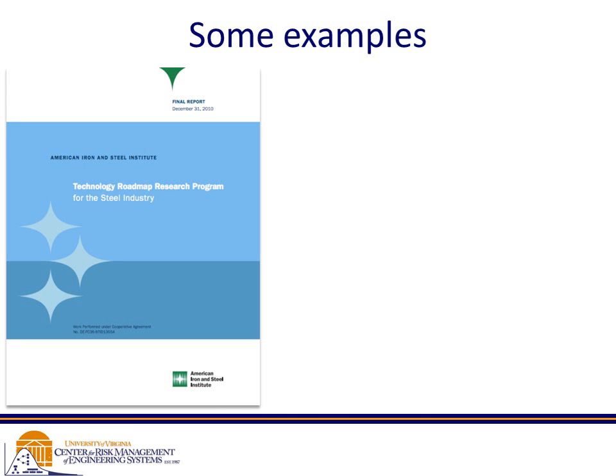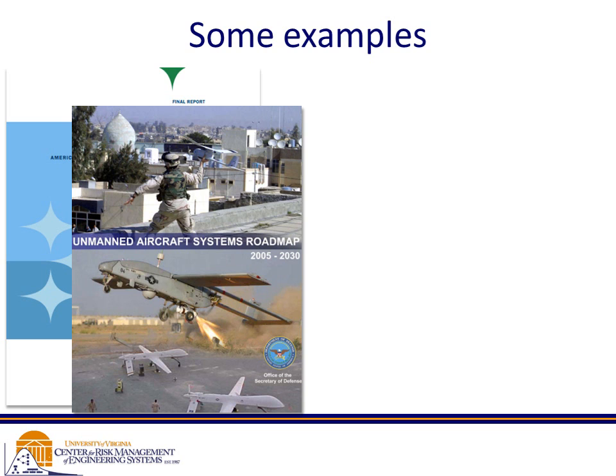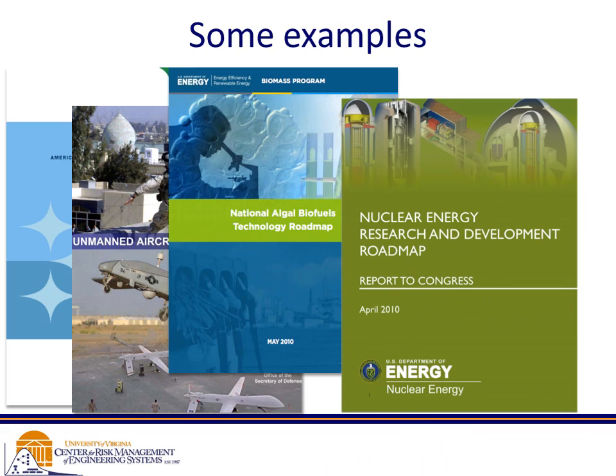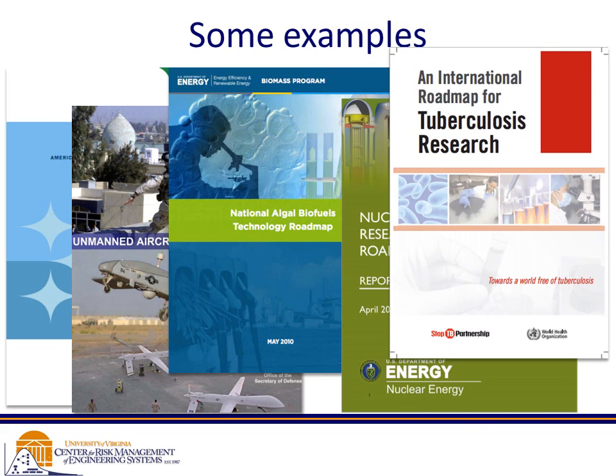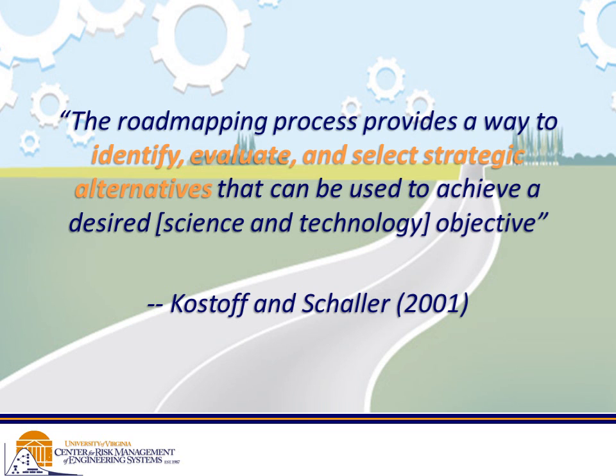For example, whole industries, such as the steel industry, have published roadmaps to guide R&D. The Department of Defense also releases roadmaps for emerging defense technologies. The Department of Energy uses roadmaps to guide R&D for existing and emerging technologies. And international groups such as the World Health Organization use them to coordinate research efforts on global health concerns. The purpose of road mapping is to identify, evaluate, and select strategic alternatives.